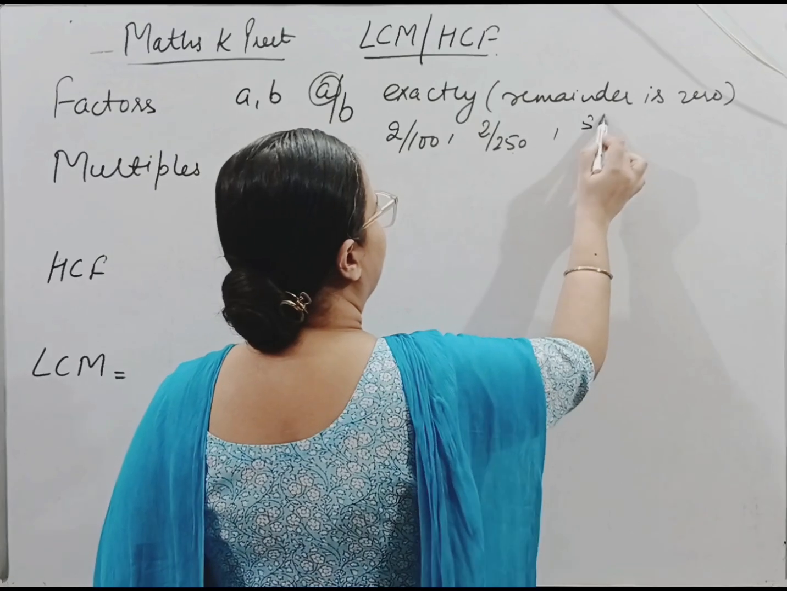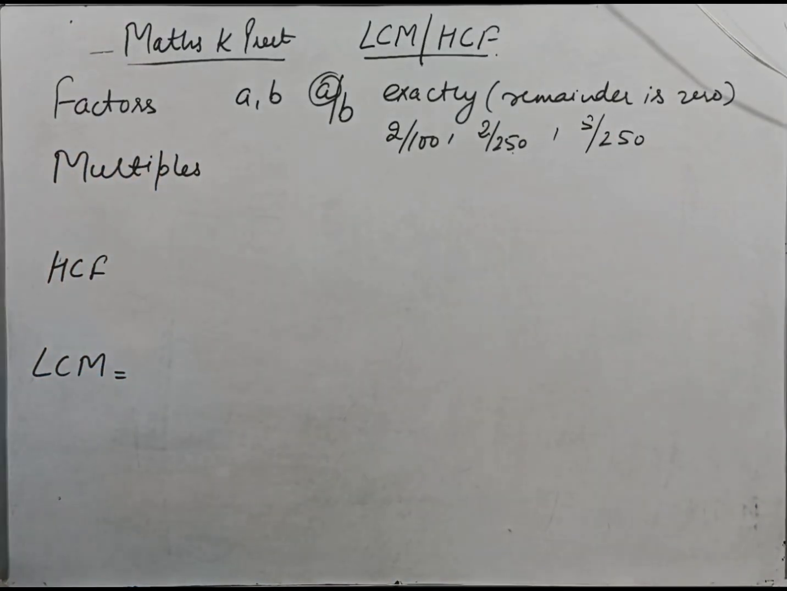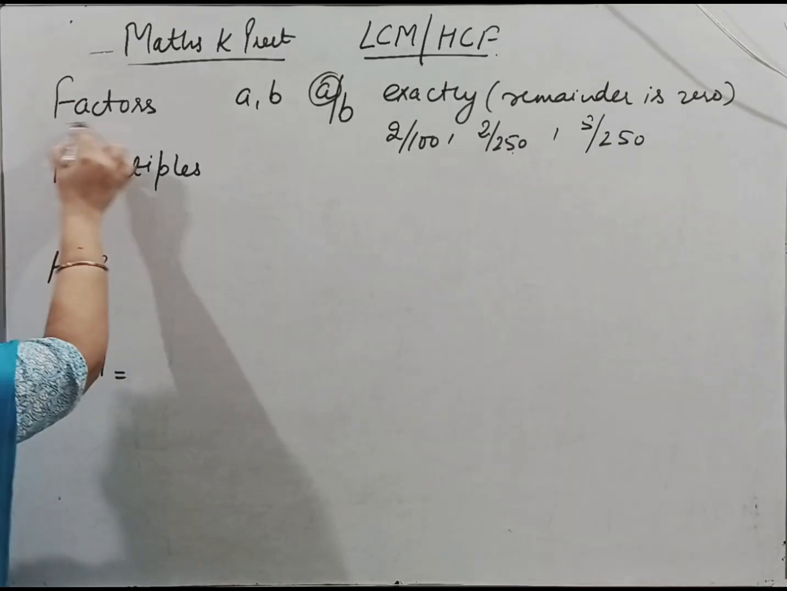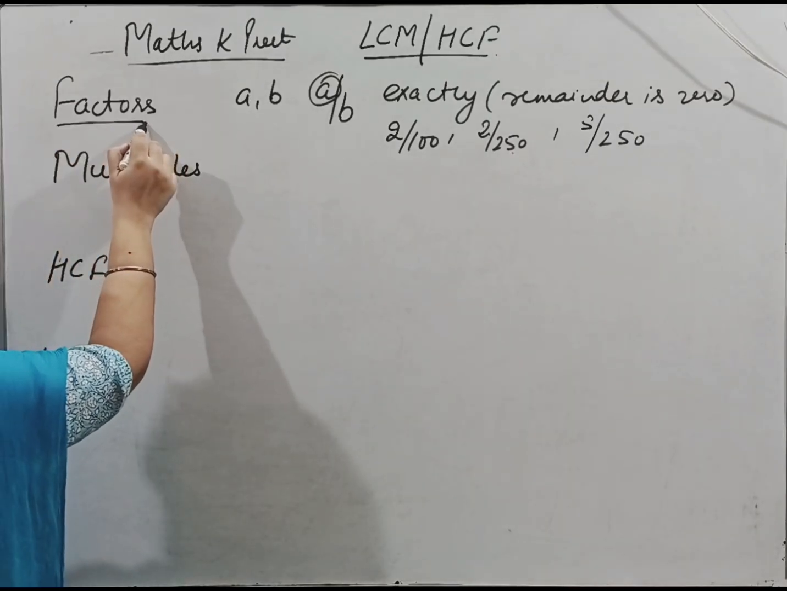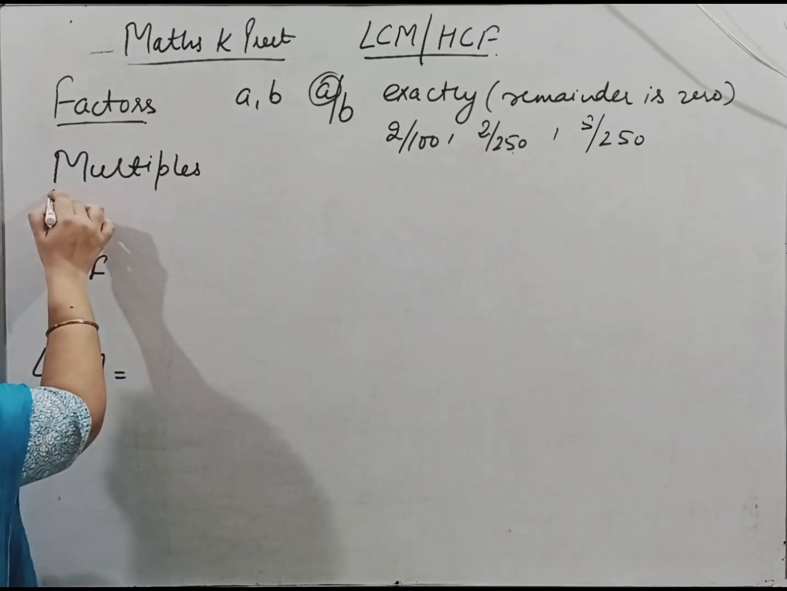What else? 5 divides 250. So when the remainder is 0, such numbers, the divisors, are known as factors of that number. So this means divisors. Which divisors? Where the remainder is 0.